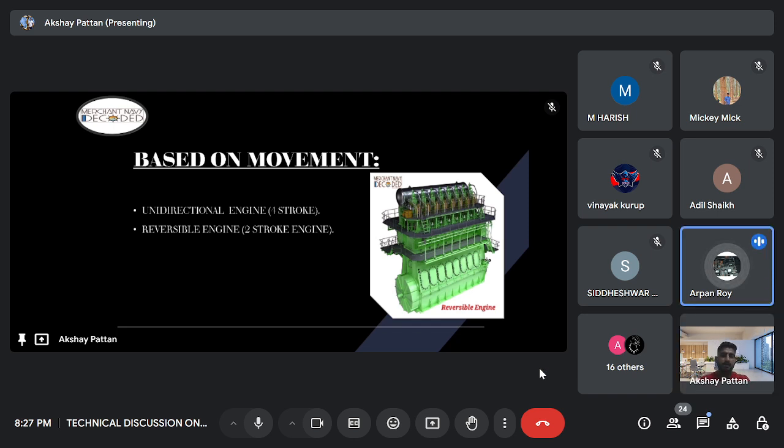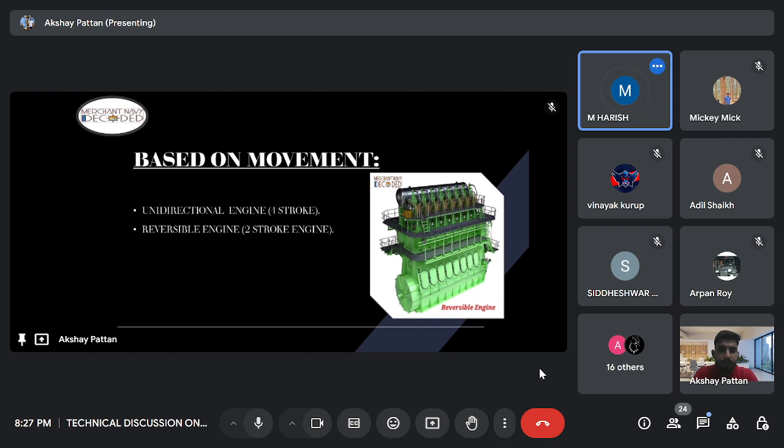A unidirectional engine is an engine which moves in a single direction. It can't move in the reverse direction. And the reversible engine can move in the forward direction as well as in the backward direction. So in cars, that is four wheelers, do we use unidirectional engines or reversible engines?